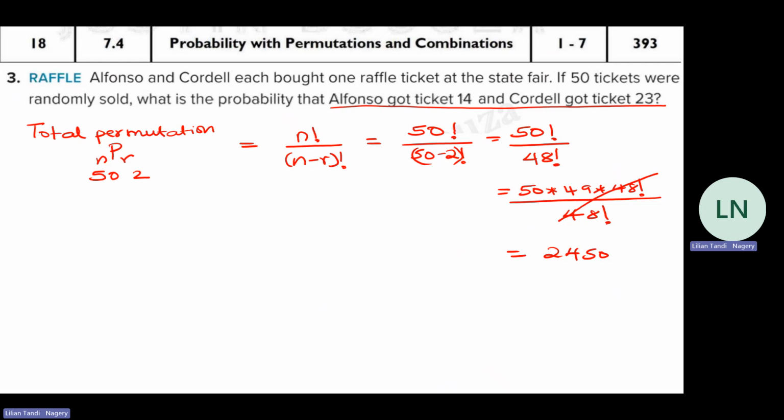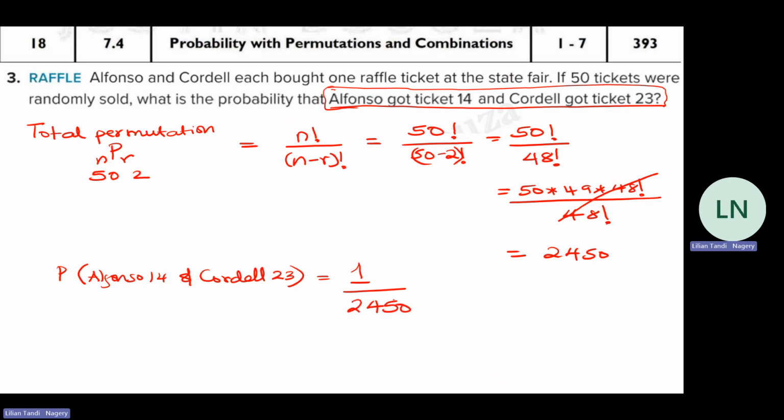Okay, then this combination, I don't want to call it a combination. This group is only one of them that can happen because there's only 14 and 23. So this can only happen one time. So the probability of getting Alfonso 14 and Cordell 23 is only 1. So the probability will be 1 out of my total, which is 2,450, and I box my answer.